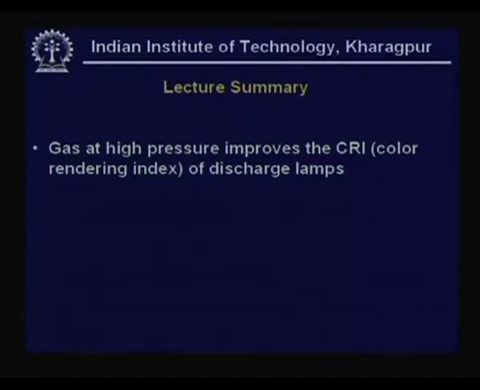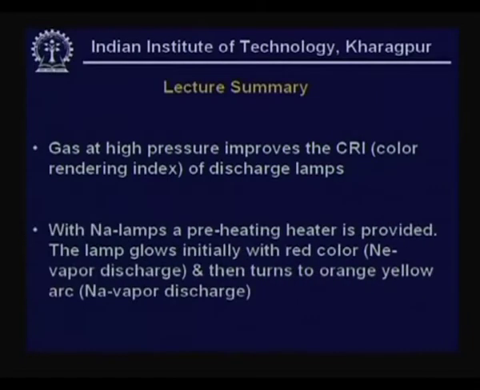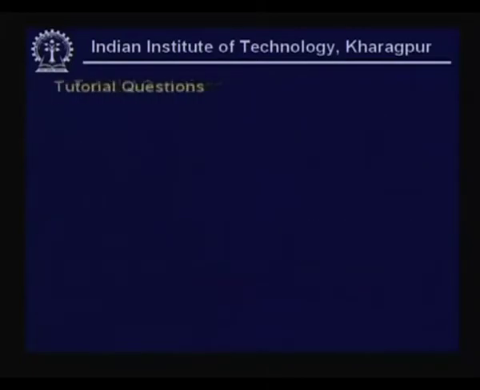Gas at high pressure does improve the color rendering because mercury vapor lamp radiation shifts to the mid spectrum. With sodium lamps, a preheating heater is provided, and as the initiating vapor is neon, we get a red color which turns to the characteristic orange yellow color.